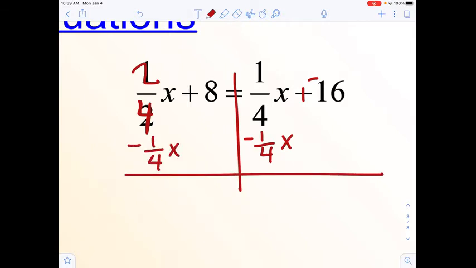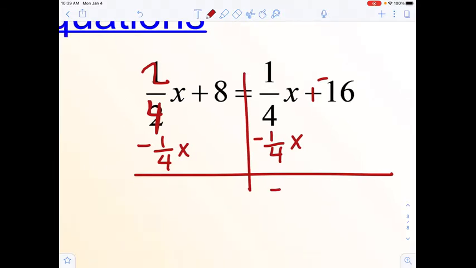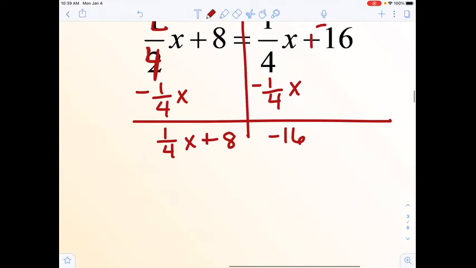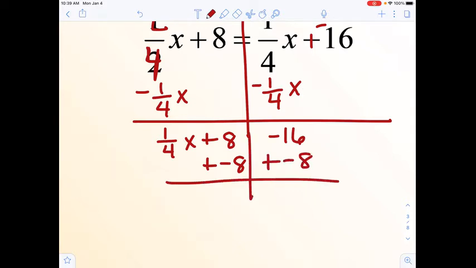Or add negative 1/4 x. That leaves me with negative 16 on one side. And then 2/4 minus 1/4 is 1/4 x plus 8. Now I need to get rid of that constant, which is a positive 8. So to get rid of a positive 8, I'm going to add negative 8 to both sides, which is the same as subtracting. And now I can easily see here they have the same sign, so I add and keep.